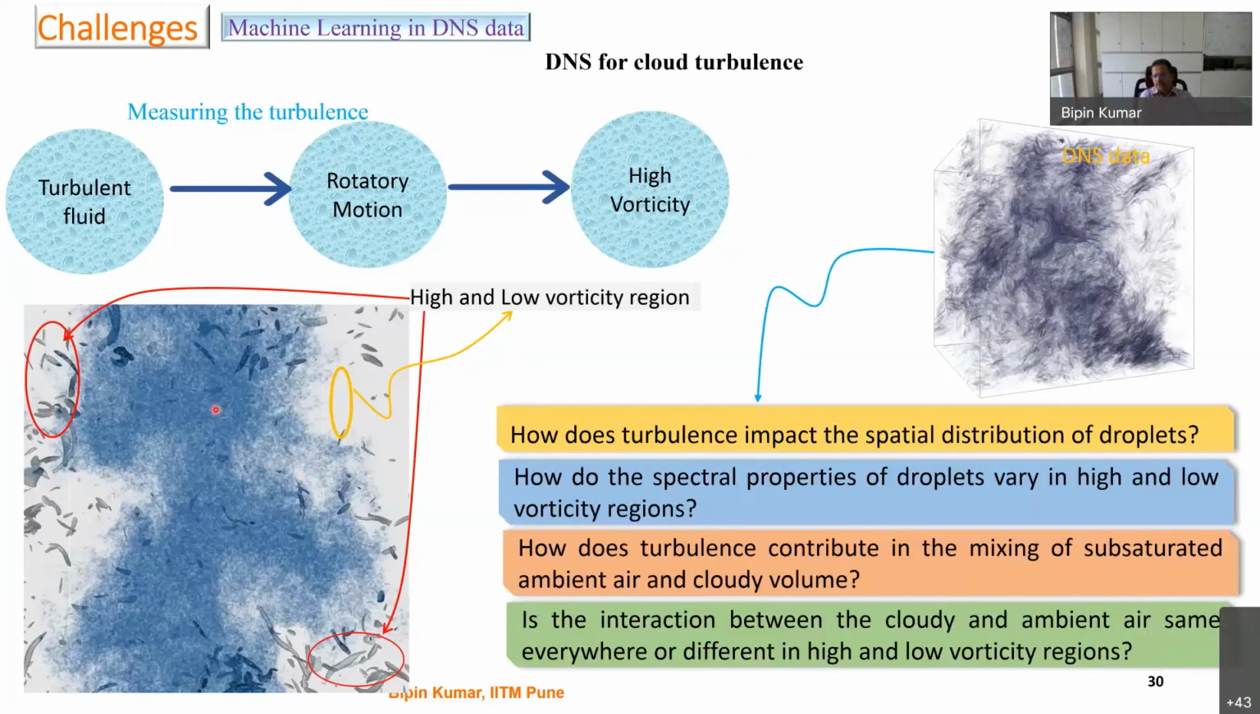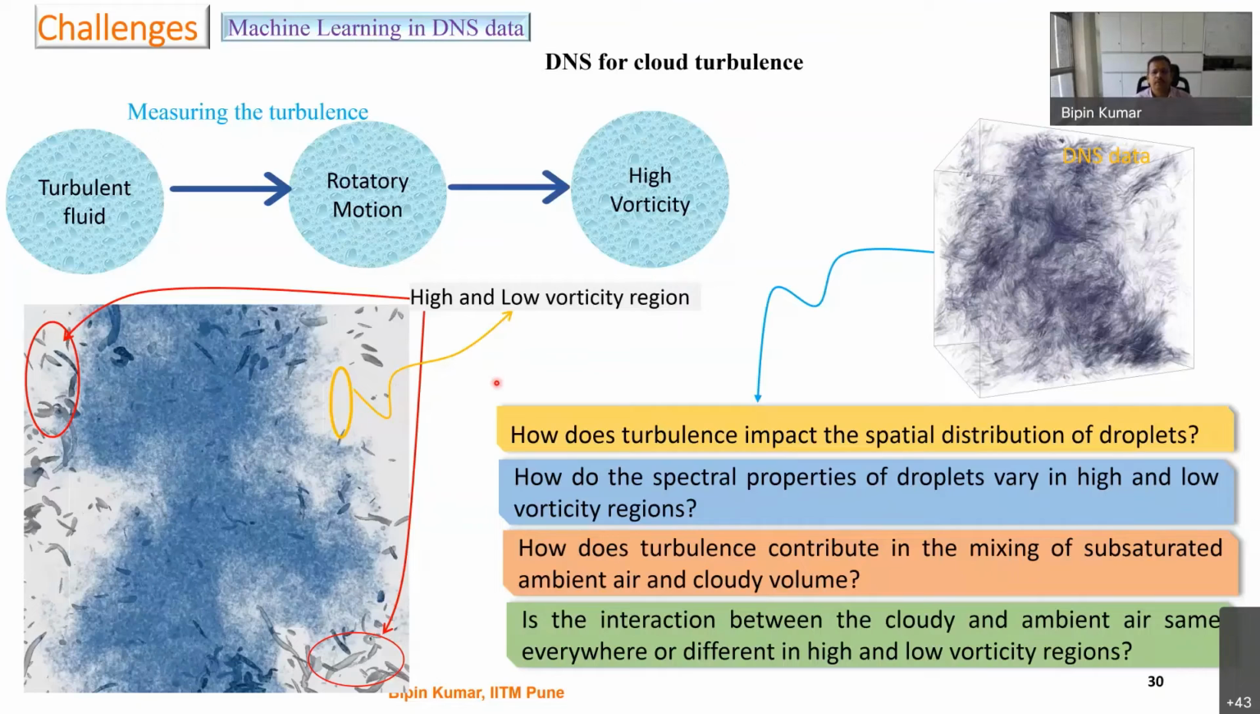So then the idea is that instead of doing more simulations, we can go and dig out the data. We can dig out the data using some data science algorithm, some machine learning algorithm we can apply. So we can find out how the turbulence is impacting the spatial distribution of droplets. So whatever the size distribution I was talking about, like mixing size distribution, how is it affected by the turbulence?